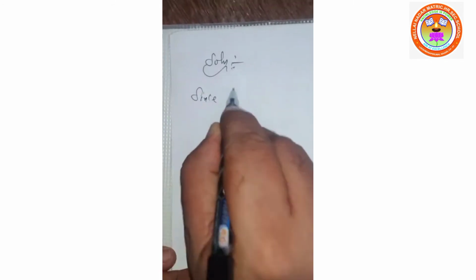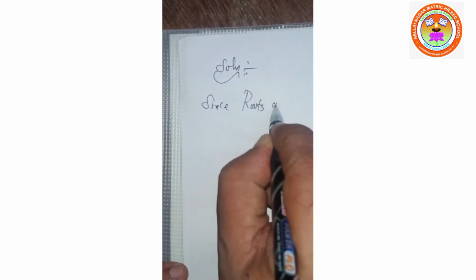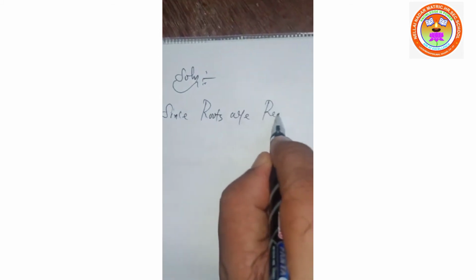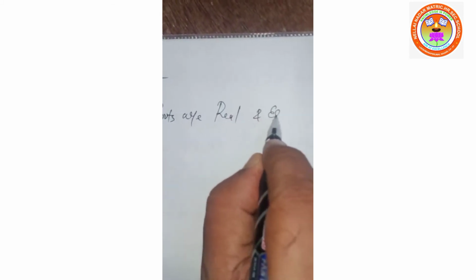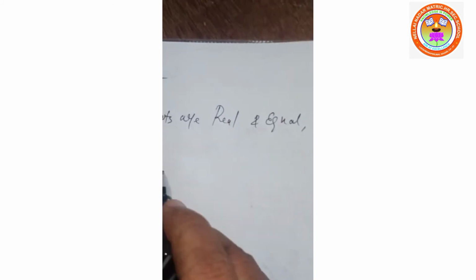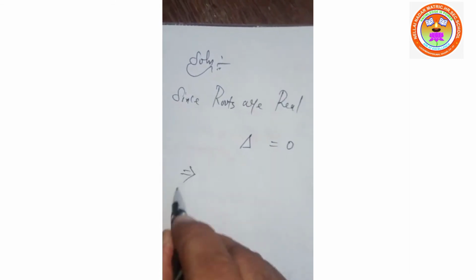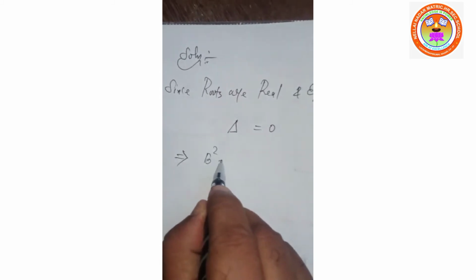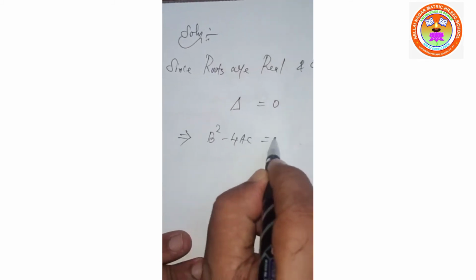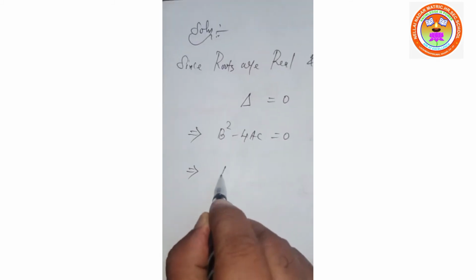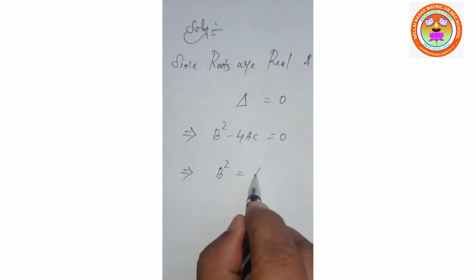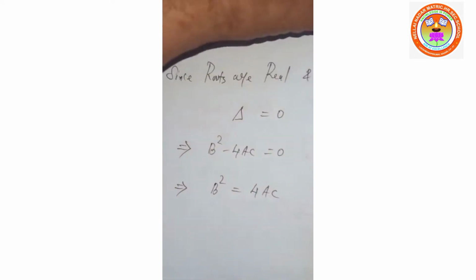Since roots are real and equal, delta equals 0. You know the formula for delta, that is b squared minus 4ac equal to 0. Retain b squared minus 4ac, and 4ac comes to the right hand side as plus 4ac.